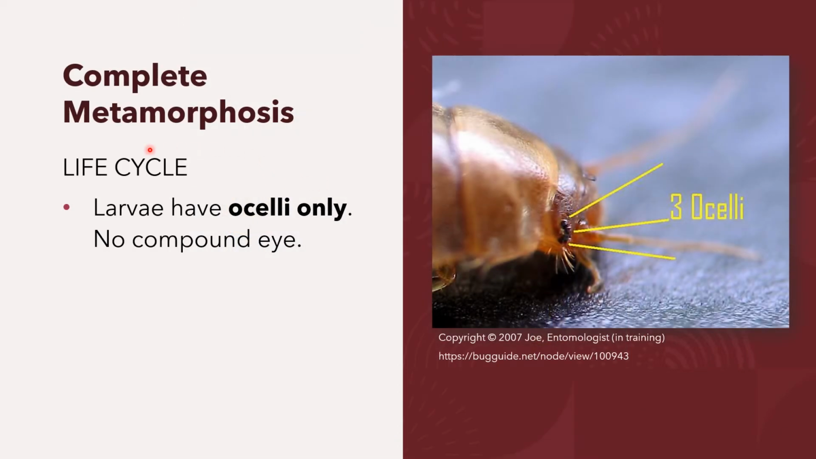Another feature of the complete metamorphosis life cycle is that the larvae have ocelli, and there is no compound eye. When we say ocelli, that refers to the term for the simple eye. In this example, we have a diagram of the Elodes larva of the family Scirtidae, the marsh beetles, showing 3 ocelli and no compound eye for the larva.